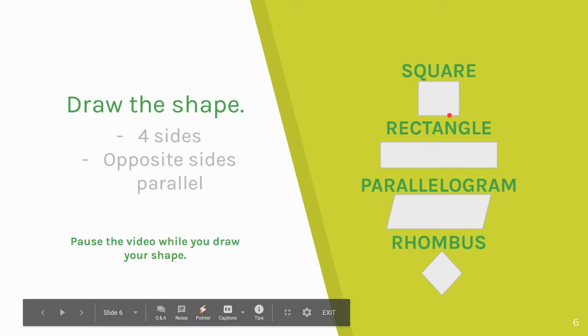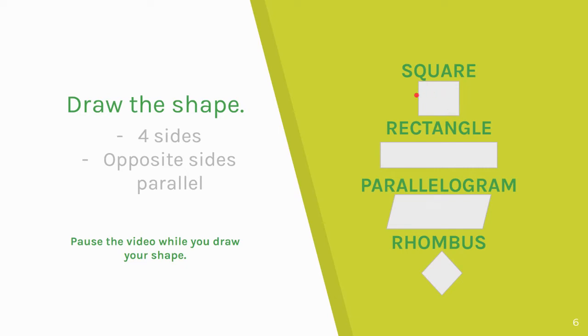On the square, the top and the bottom are parallel, and the left and the right are parallel. The same with the rectangle. On the parallelogram, the top and the bottom are parallel, and the left and the right are both parallel. I have a little bit of a diagonal line to them, but they will keep going in that same direction and never touch.